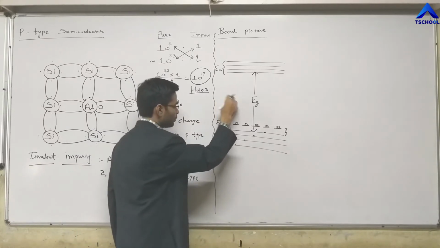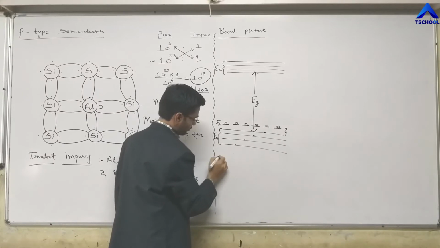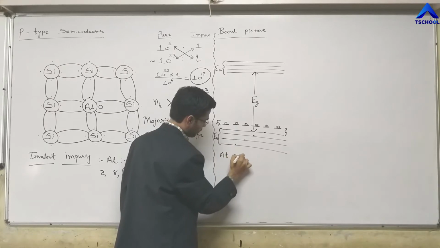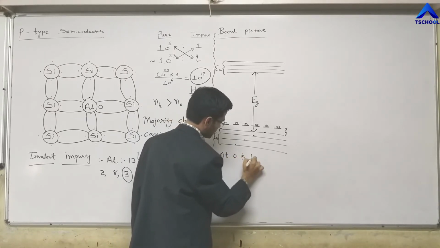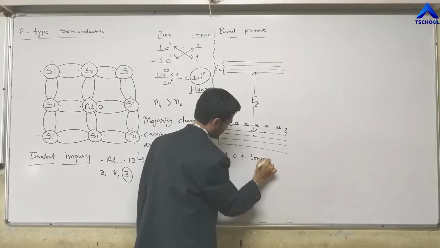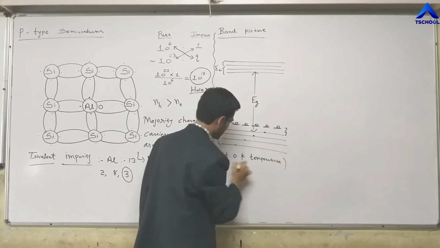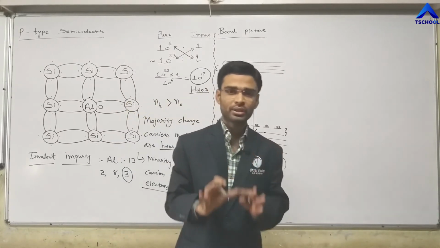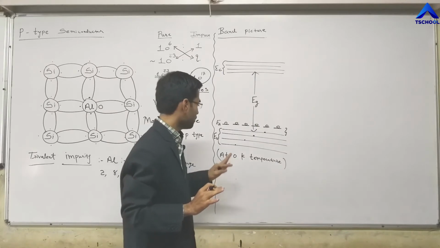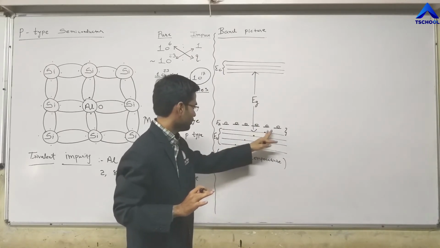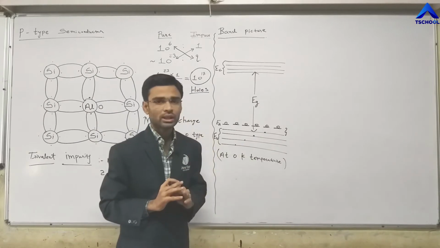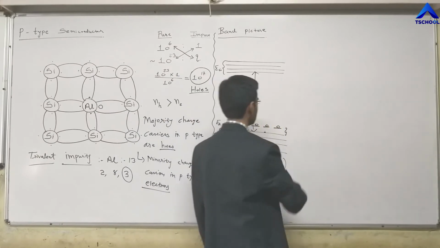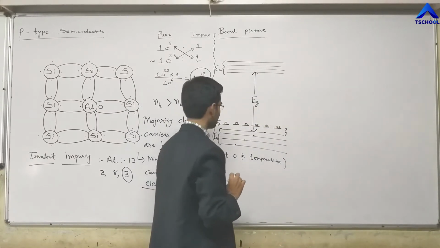Now this graph is only true at 0 Kelvin temperature. At absolute 0 Kelvin temperature, all the electrons are in bound condition. The number of electrons, 1, 2, 3, 4, all the electrons are in bound condition. Now what happens at room temperature?